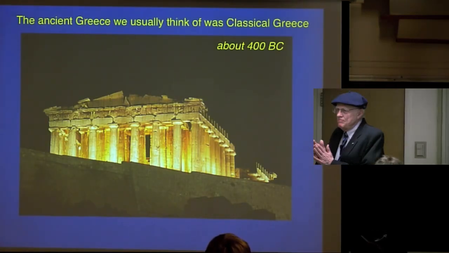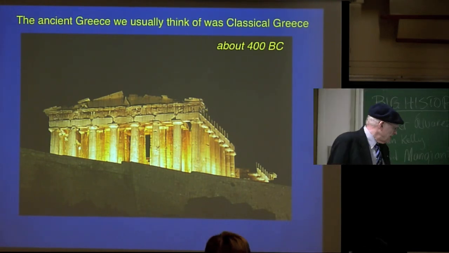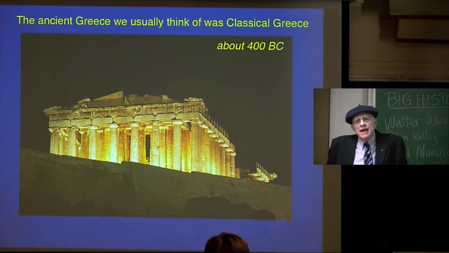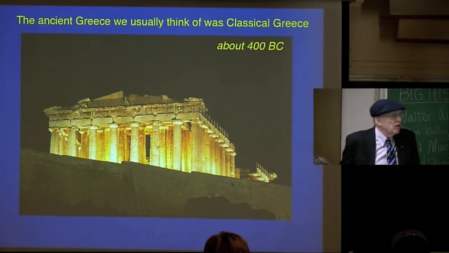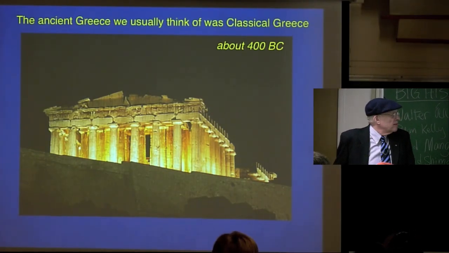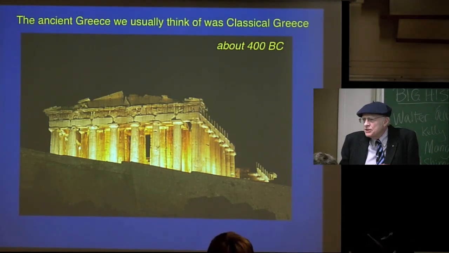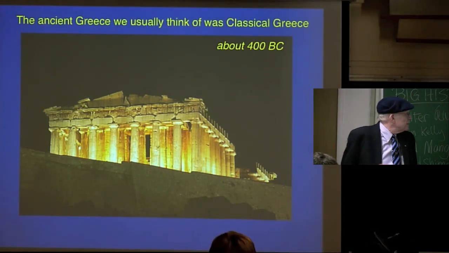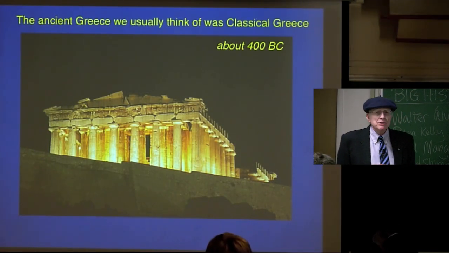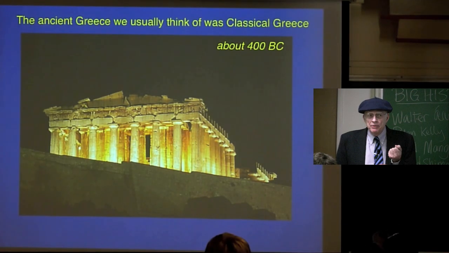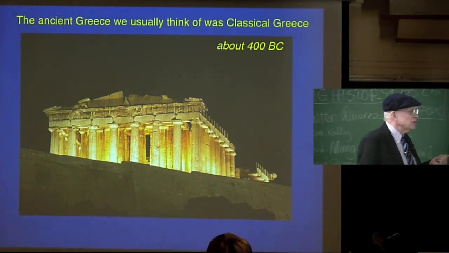Now, I think almost everybody has some idea of ancient Greece. And the ancient Greece that we usually think of is what we might call classical Greece, say around 400 BC, maybe from 500 to 300 BC, something like that. This is the Parthenon, the great building in Athens that represents that time. So this is probably the mental image that comes to your mind when you think of ancient Greece.